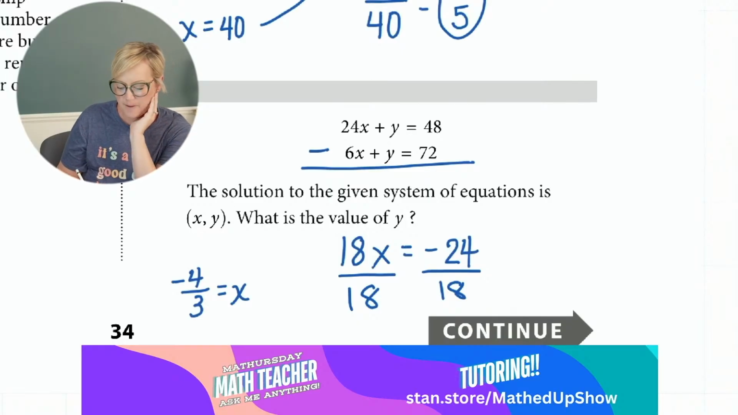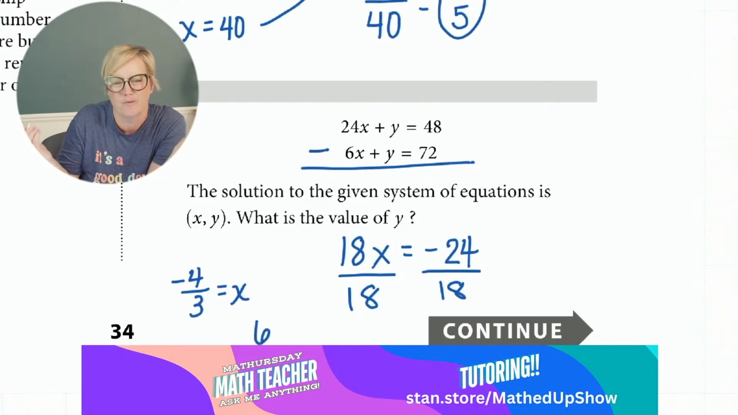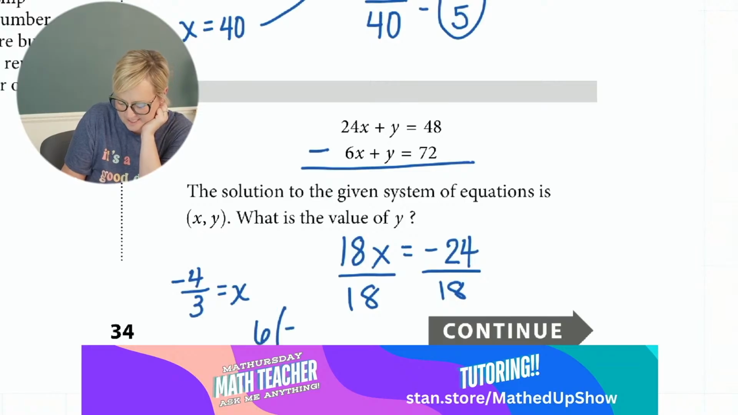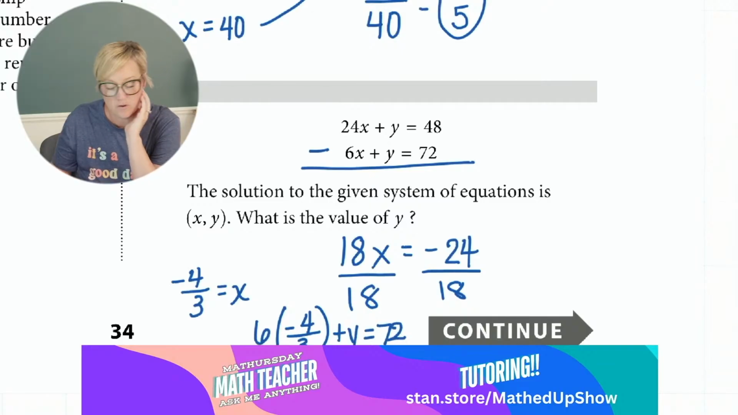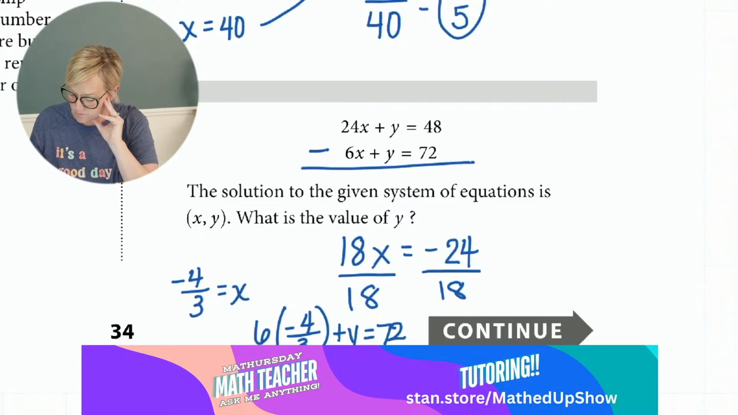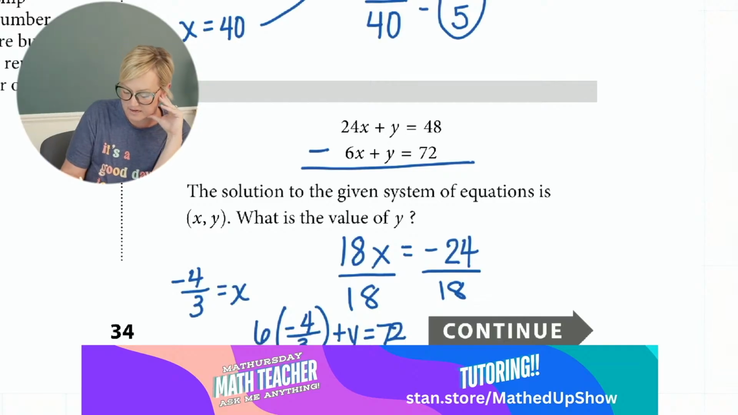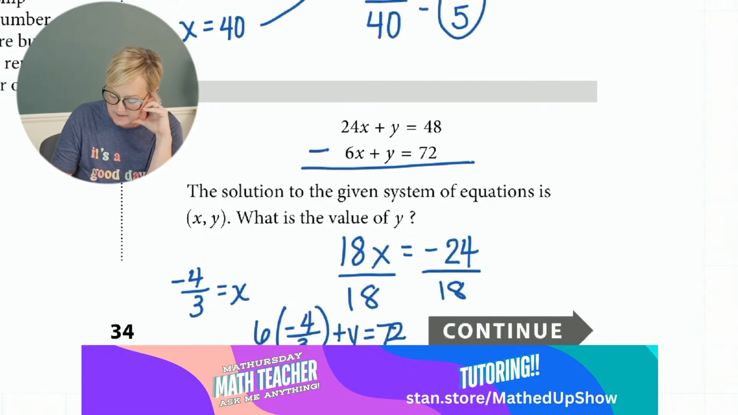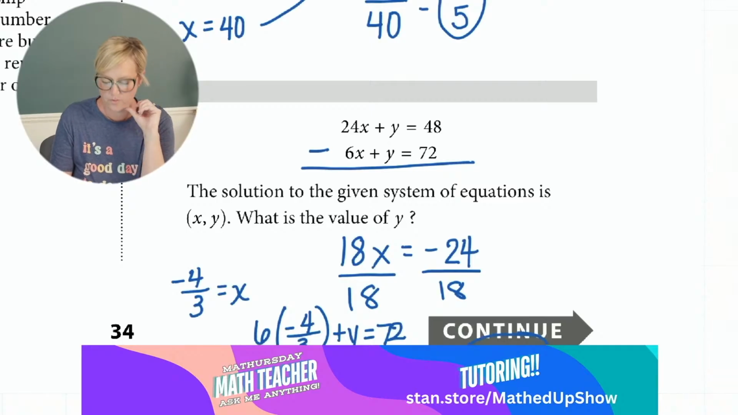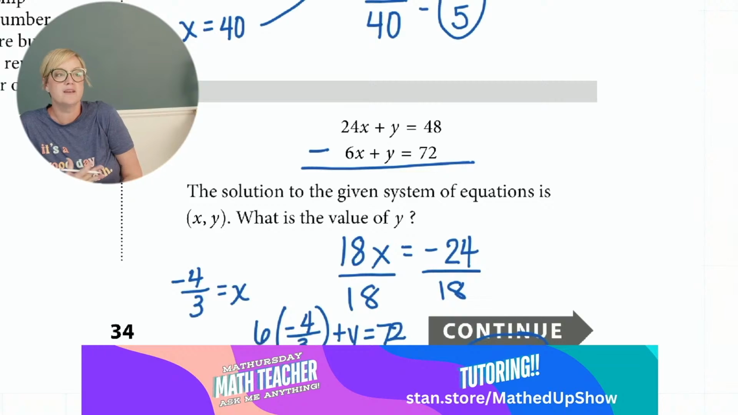I'm going to plug that into the 6x plus y just because 6 is smaller than 24. That's my only reasoning. So 6 times negative 4 over 3 plus y equals 72. So 6 times negative 4/3 is negative 8. So negative 8 plus y equals 72. So that means that y equals 80. Woohoo! Okay, so our solution for this would be negative 4/3 and 80, and all it's asking for is just the value of y.